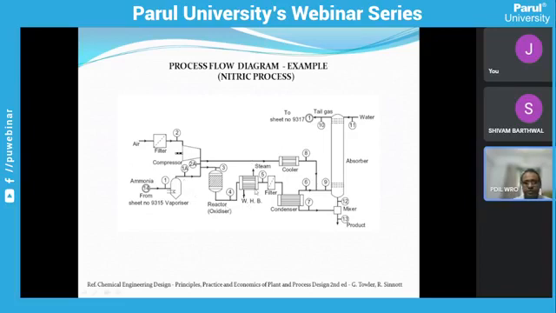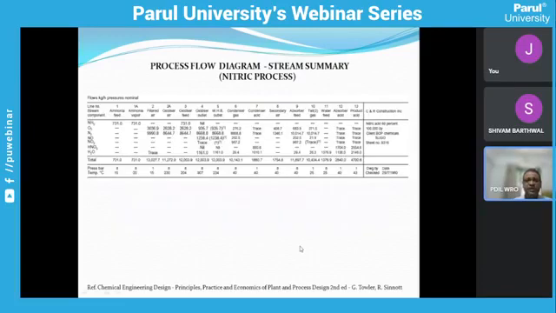You have to put the symbols and show the utilities. If there is a heat exchanger, then the steam lines, shell side and tube side all have to be mentioned. And also the stream numbers, 1, 2, 3, 4, you have to mention. Corresponding to the stream numbers, we can calculate the stream summary in this format.